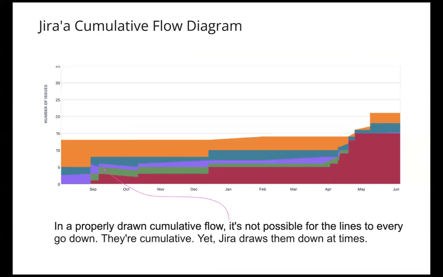Then we come along to Jira's cumulative flow diagram, and a cumulative flow can be a great and useful tool, particularly for a team that's doing Kanban. It tells us things about how much work was in each state at each given time and lets us see patterns. And this is all great, but by definition, a cumulative flow can never go down, and yet the Jira one does. So it's not accurate.